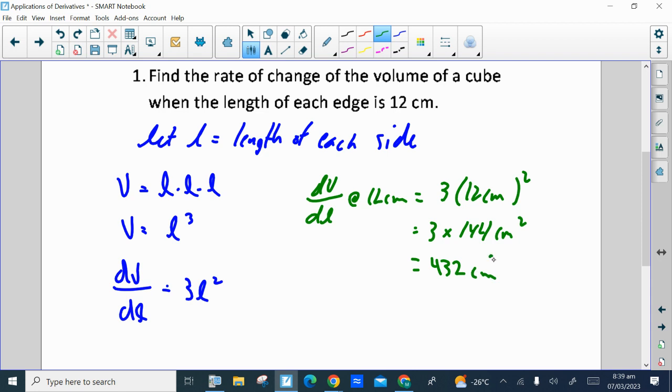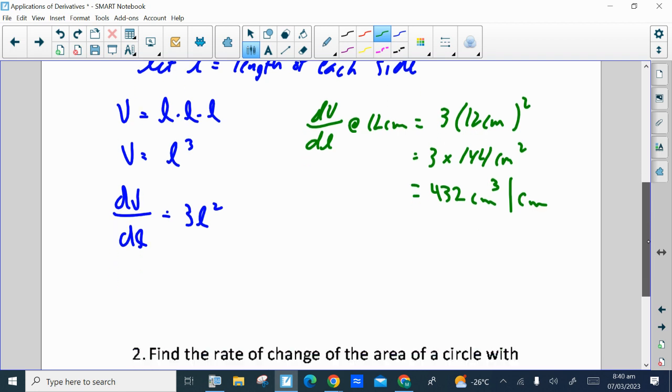And it would actually be centimeters squared per centimeter of edge length. And I guess actually, because it's the rate of change of volume, it would be centimeters cubed, because volume is measured in units cubed. So the volume is increasing at an instantaneous rate of 432 centimeters cubed per centimeter of edge length. That's what that means. Okay?